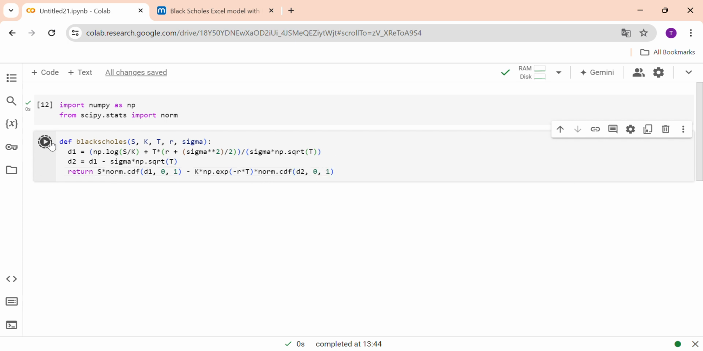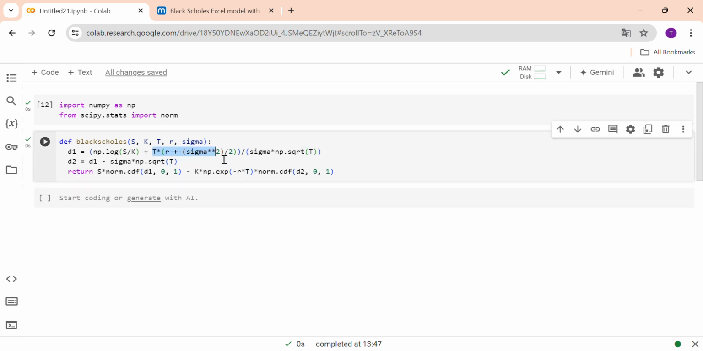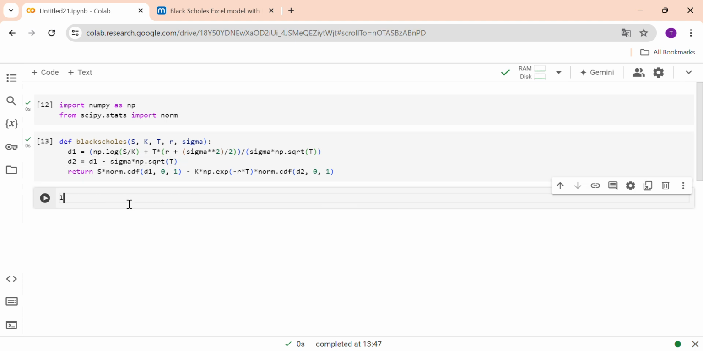So this function gives us nothing but the Black Scholes formula, right? So if we revisit the equation, it is basically r plus sigma square by 2 into t. This whole term is the numerator over here, and then we are dividing it by sigma into square root of t. And this term is the second term of the numerator, right? So T into R plus sigma square by 2. So we just need to give some parameters and find the call price. It is as simple as that.